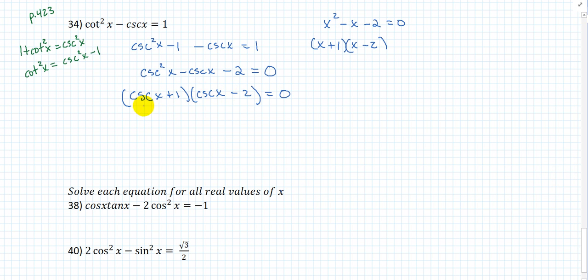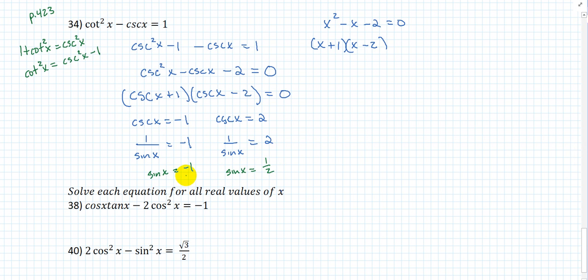So here, if this is equal to 0, I have cosecant x equals negative 1, and here I have cosecant x equals 2. You might think, oh, those are impossible because they're whole numbers, but remember, it's 1 over. So this is really 1 over sine x equals negative 1, and this is 1 over sine x equals 2. In other words, I have sine x, and the reciprocal of negative 1 is negative 1, so that's fine. And here, sine x will be equal to 1/2. I just take the reciprocal of both sides. Both of these are solvable.